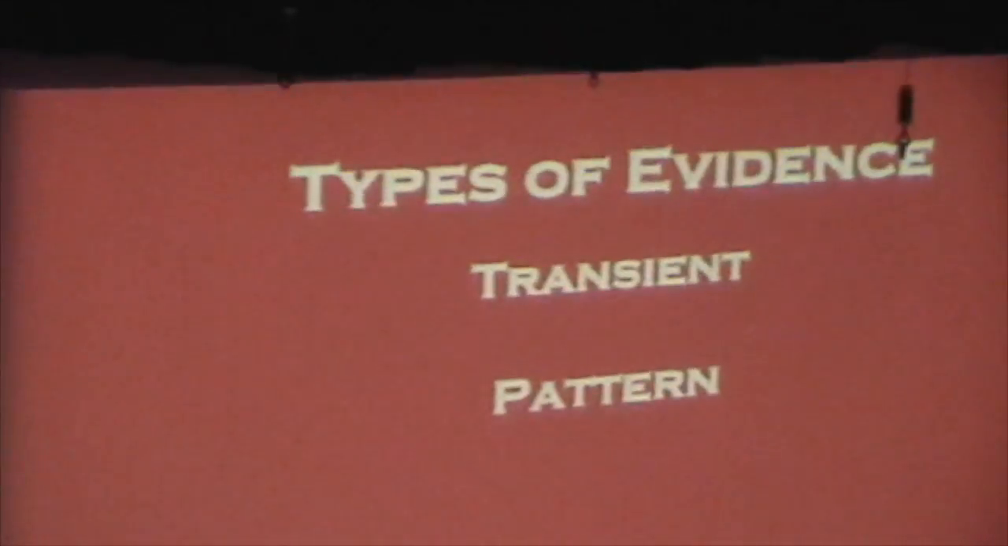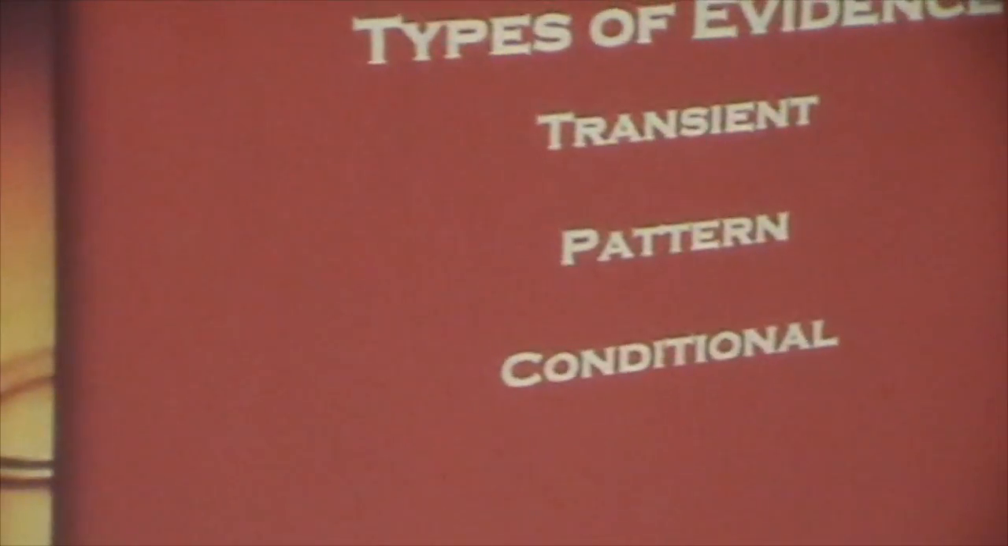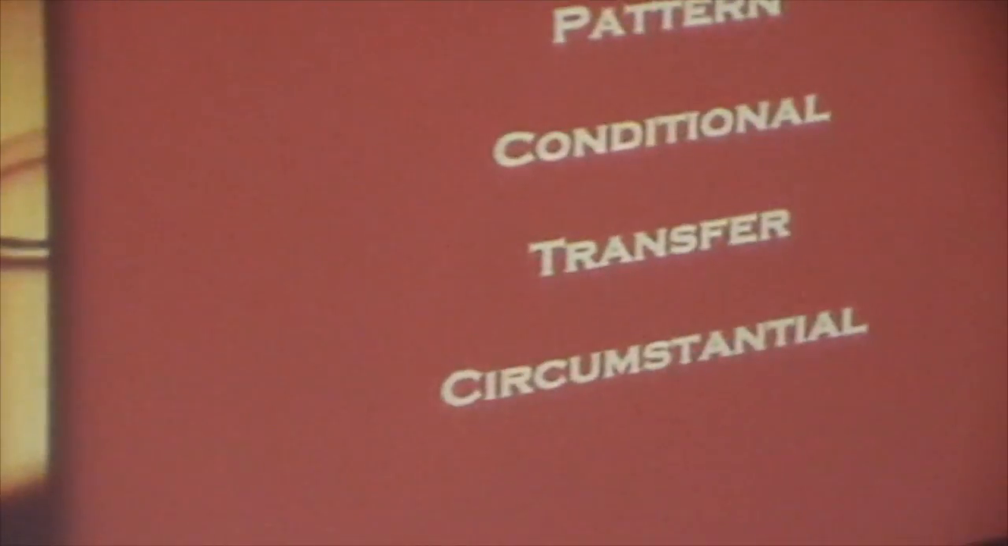Now, the types of evidence we have are a bunch of different types. We call them by different names, depending on their characteristic. One is called transient, pattern, conditional, transfer, circumstantial, and eyewitness testimony.